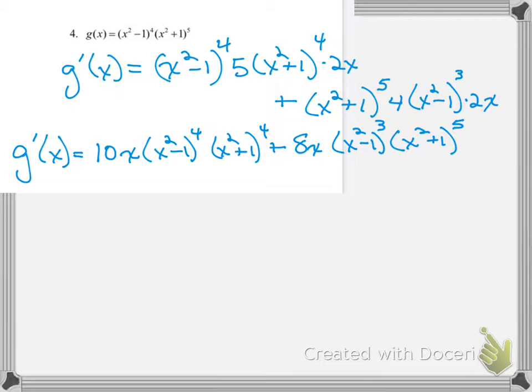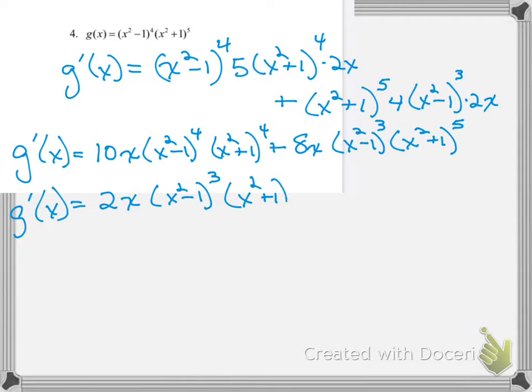Okay, so now we're ready for greatest common factor factoring. Look at the 10x and the 8x, and they have a 2x in common. I see that I have the highest power of x squared minus 1 I have in common is to the 3rd. And the highest power I have of x squared plus 1 in common is to the 4th. So those are my common terms. Let's introduce the bracket and get back what we need.